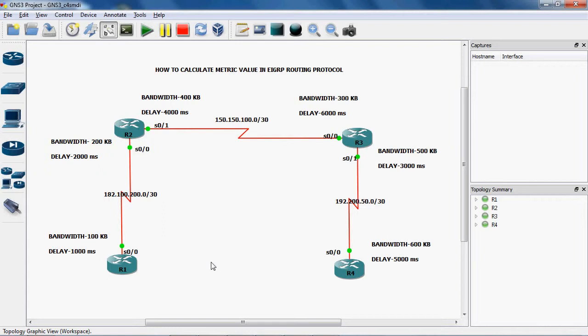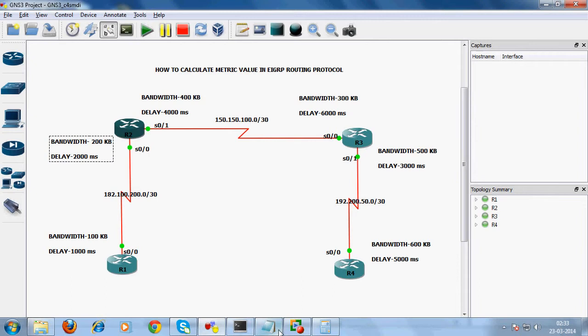182.100.200.0/30. First of all we find the advertised distance. Advertised distance means we leave out the source value, bandwidth and delay. So we choose these two bandwidth and delay values. If there is more than one bandwidth, we compare the bandwidths and the minimum bandwidth is taken. So 200 and 300, which one is minimum? 200. So we choose 200.